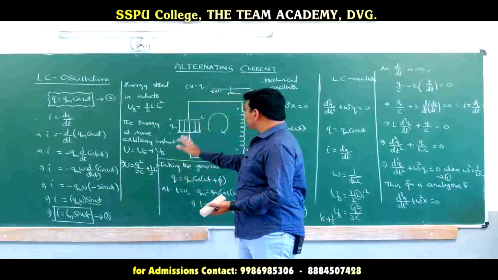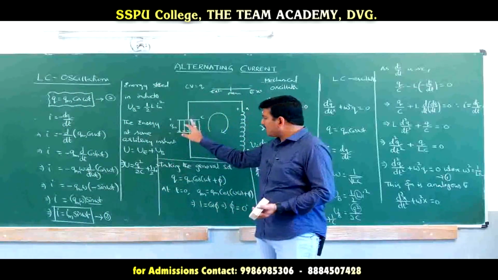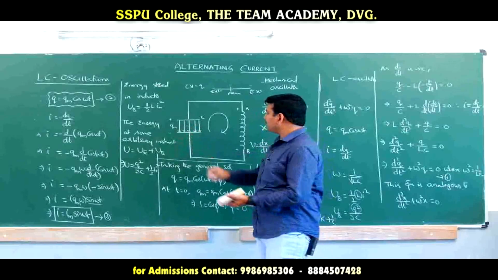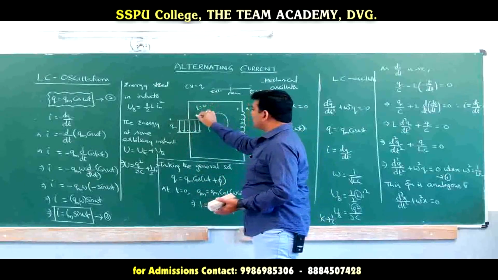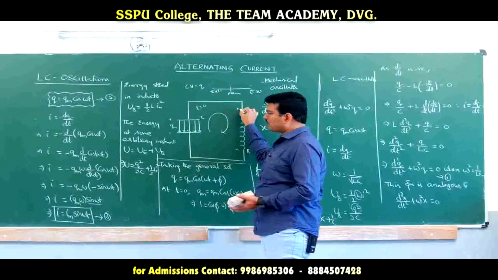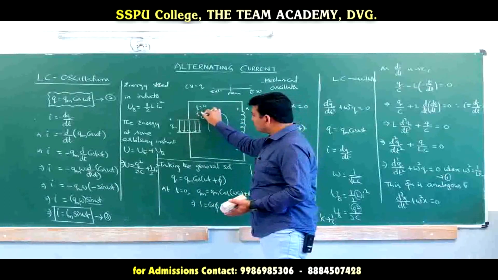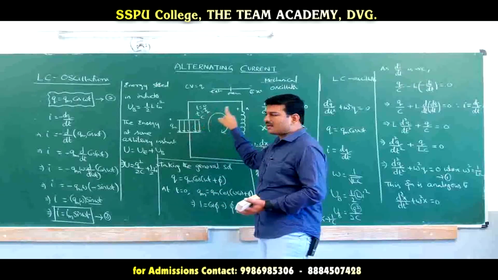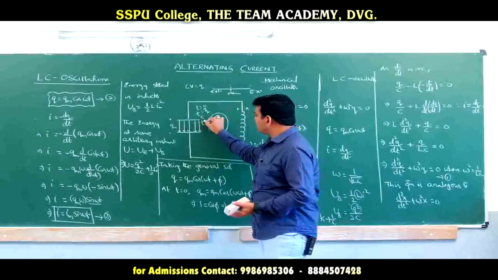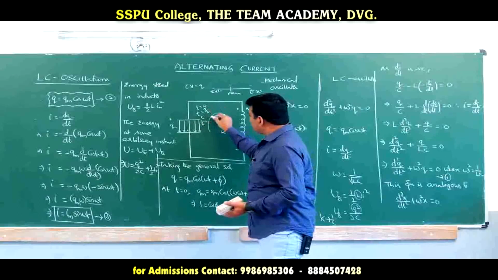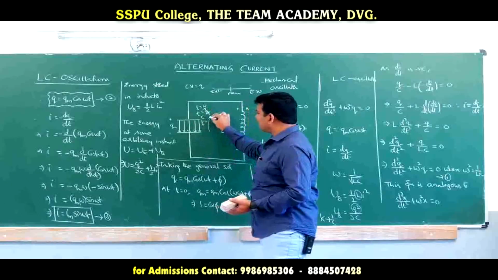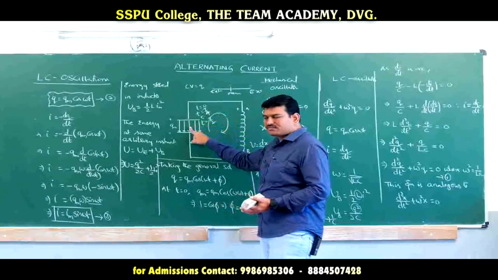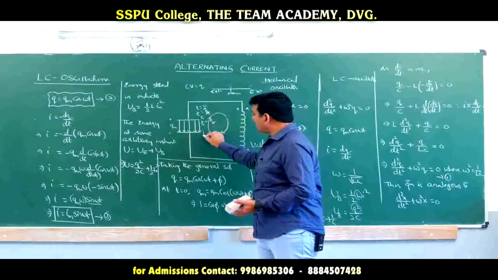So, at T equal to 0, what can I say? Electrical energy is maximum, magnetic energy is 0. At T equal to T by 4, electrical energy is 0, magnetic energy is maximum. At T equal to T by 2, electrical energy is maximum, magnetic energy is 0.